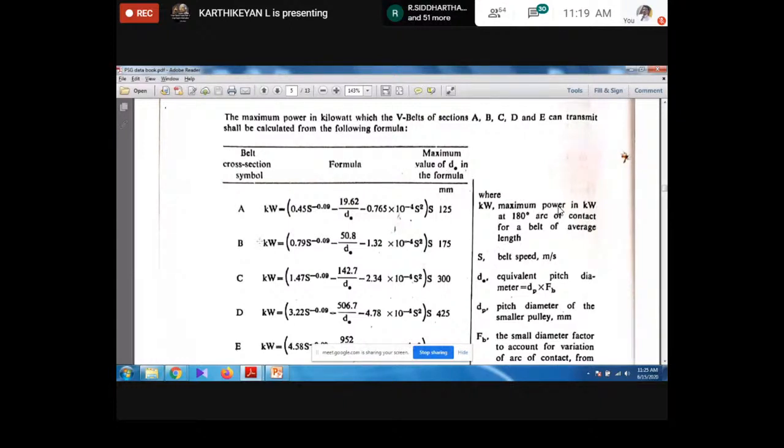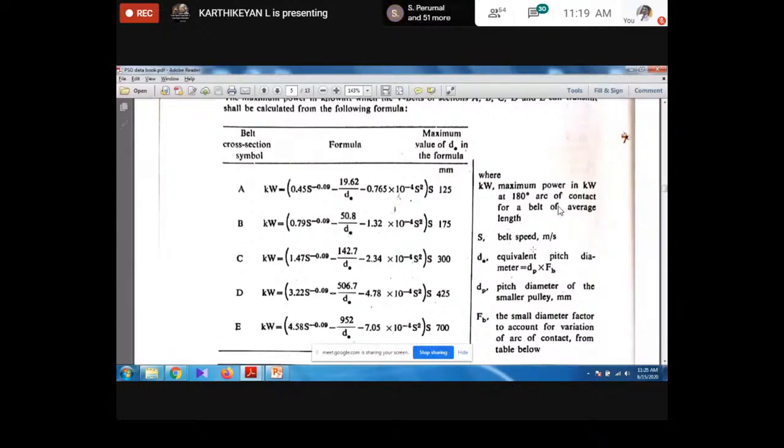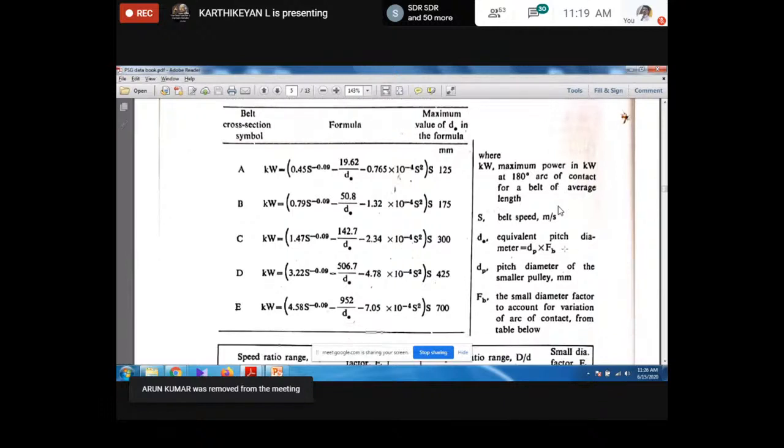So in this equation, we have two unknowns. One is S, another one is D. So what is S? Belt speed. You can calculate this. It is similar to a linear velocity. So you can calculate S is equal to pi dn by 60. You know the value of driver pulley diameter and driver pulley speed. You can calculate the velocity of belt in terms of meter per second.